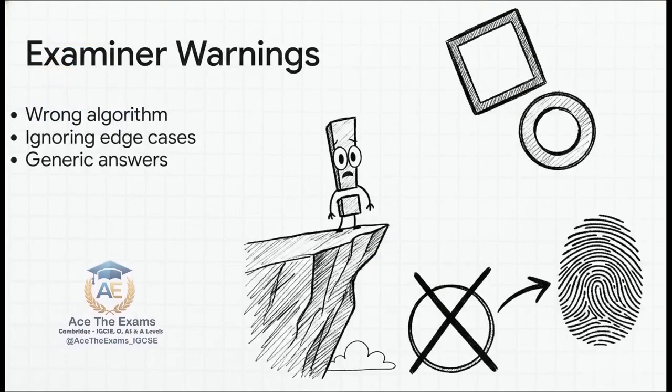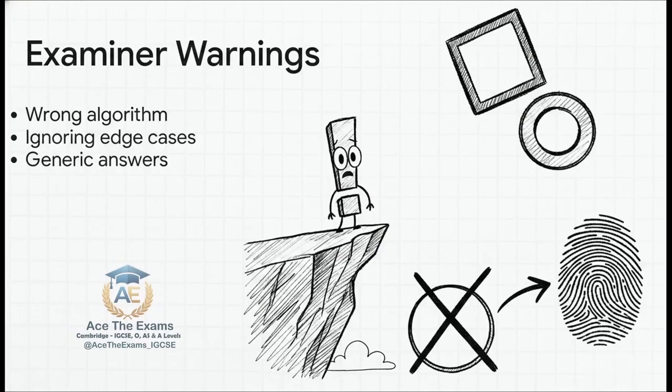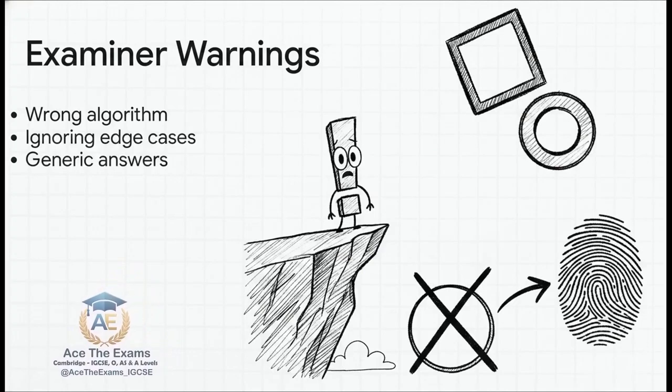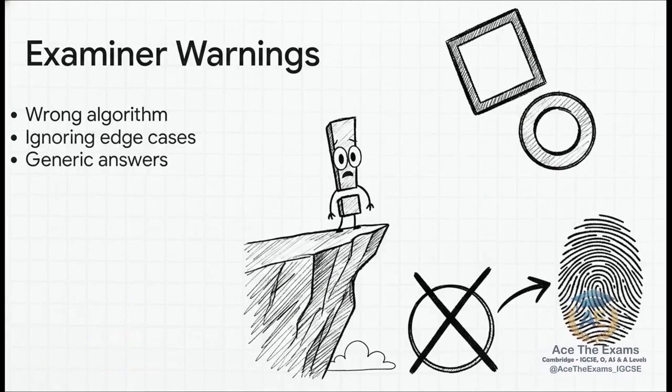Warning number 1 from the examiners: using the wrong formula or algorithm for the given context. This happens when you rush step 1 of our methodology, failing to decode the command word and the scenario. Warning number 2: students constantly forget to check boundary conditions and edge cases when analyzing a threat response. Always ask yourself, what happens at the absolute extremes of this system? And warning number 3, circling all the way back to our opening quote, providing generic answers devoid of specific context.